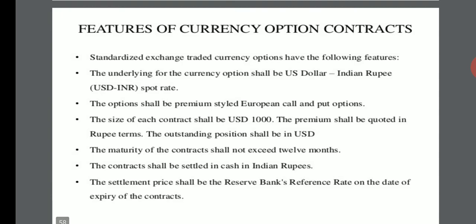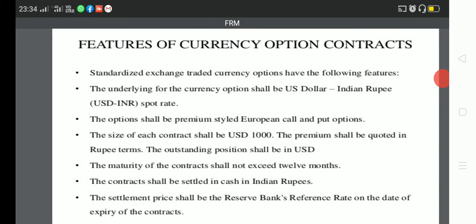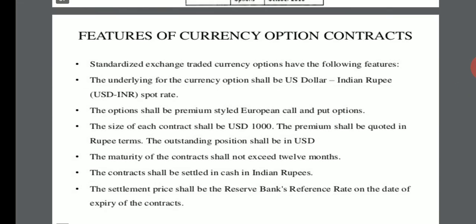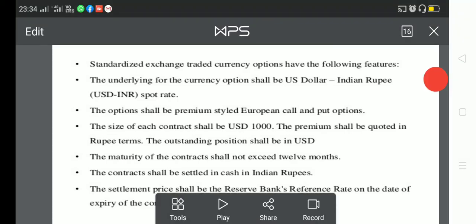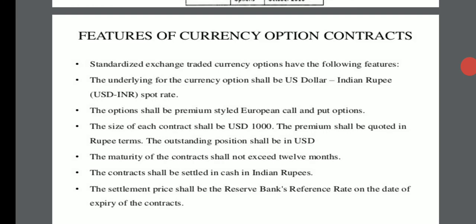Now, what are the features of a currency options contract? They are standardized exchange traded currency options with the following features. The underlying for the currency option shall be the US dollar. The US dollar-Indian rupee spot rate will be the basis of currency options. The options shall be premium styled European call and put options. The size of each contract shall be US dollar 1000. The premium shall be quoted in rupee terms. The outstanding position shall be in US dollars.